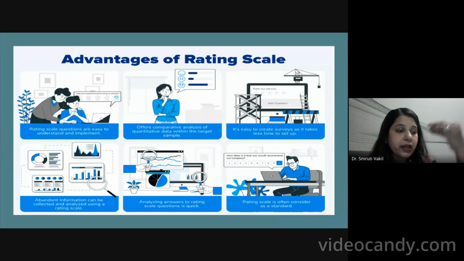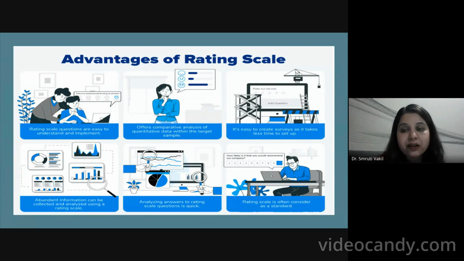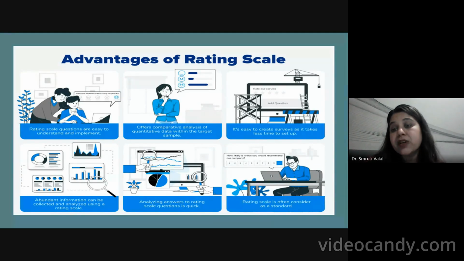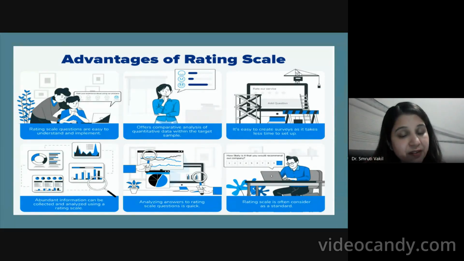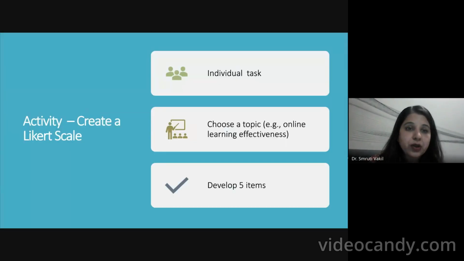You can definitely take out statements and make a graph, as Sandeep sir rightly said. You can definitely take out its mean or weighted average. You can do that analysis, that on an average, how many people are agreeing with this, or how many people are liking and giving importance to this factor. You can definitely do that, right? So very quickly and easily, you can do the analysis. Even the basic analysis, descriptive research, can be done on this. Rating scale is often considered a standard. In most of the PhD questionnaires, you will definitely find rating scales. So these are the advantages of rating scales that you should have.